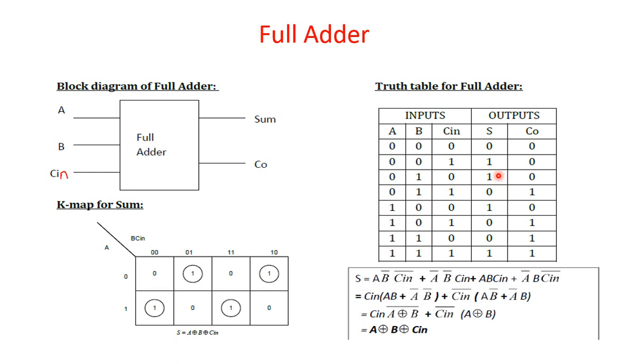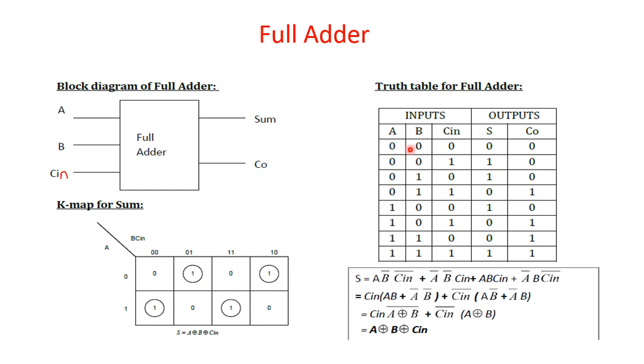Now, the simplification of the sum. Here I need 2 to the power 3 equals 8, so 8 cells are required. The inputs are A, B, C in. A is 0 or 1, and for B and C in the inputs are 0 0, 0 1, 1 1 and 1 0, in binary representation. Next, we have to fill this K-map by using this truth table.